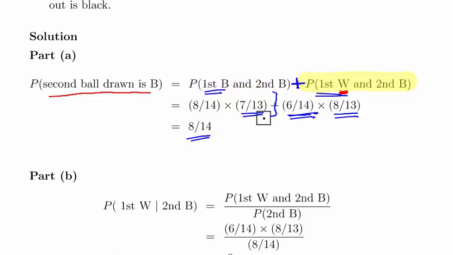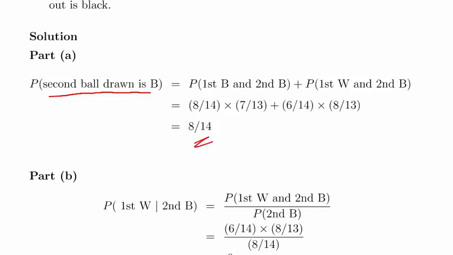So those are the two events there. 8 over 14 times 7 over 13 plus 6 over 14 times 8 over 13. Those are the two probabilities. Hopefully you might be able to see that you can actually just swap the numbers around, and very quickly see that 8 over 14 times 7 over 13 plus 8 over 14 times 6 over 13 actually just gives us 8 over 14. Any which way you want to do it is fine. So the answer is 8 over 14.